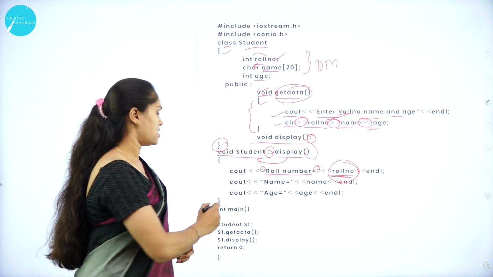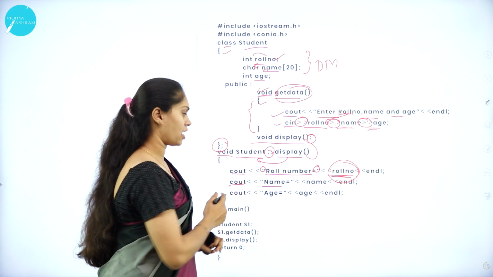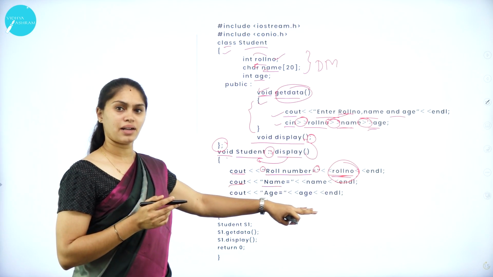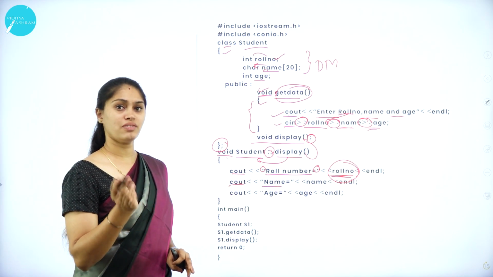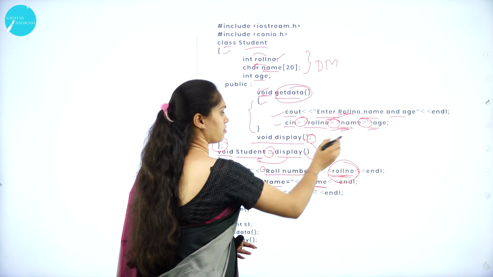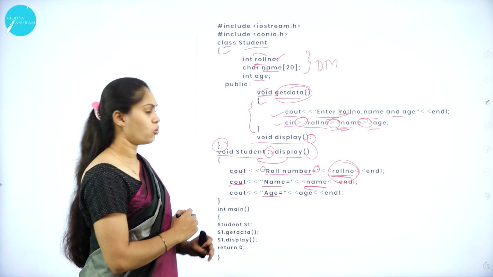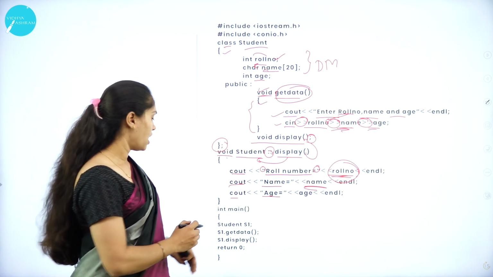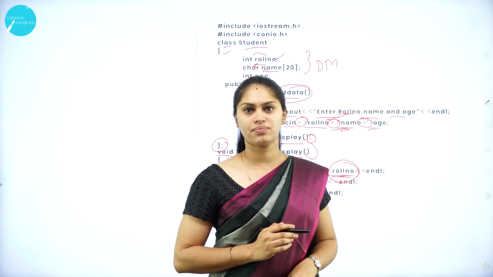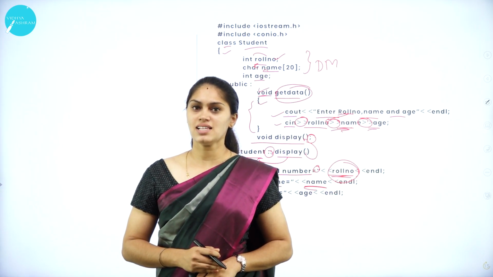In the same way, cout name, I am displaying the name of a student. So name, here you can observe it is a statement and it is a variable. If it is without double quotes, that means it will display the value which resides in it. What is the name of a student which is given here itself? So that will display. In the same way age. Once I am done with all the member function, I am going to end the scope of this member function called display.